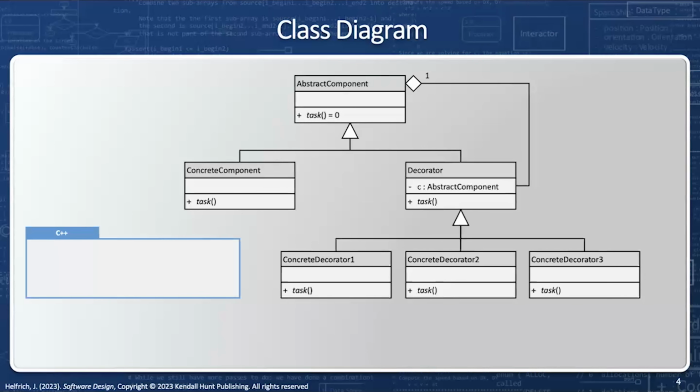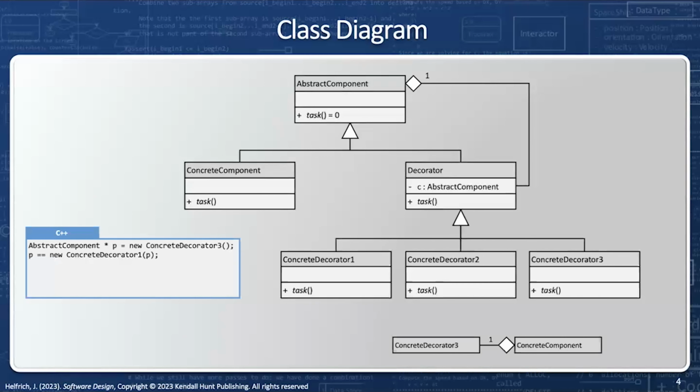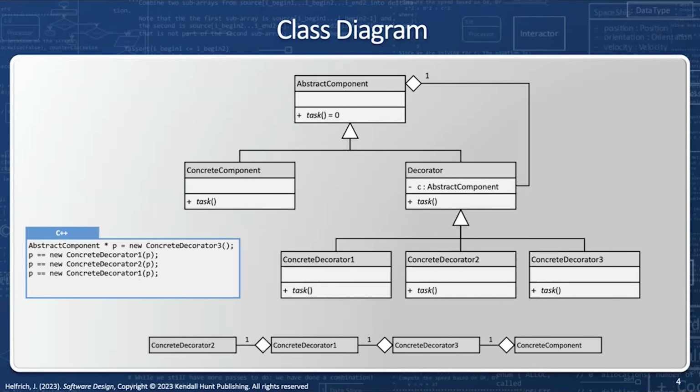So how are we going to implement this in C++? Well, first of all, I'm going to create an abstract component, which is a new concrete decorator 3. And it's going to create a concrete decorator 3, which will then point to the concrete component, which is the end of the list. And now I'm going to create a new concrete decorator 1, and it's going to take the pointer to the concrete decorator 3 we had created. So it's going to put it onto the front of the list. Now I'm going to create a new concrete decorator 2 and the new concrete decorator 1.